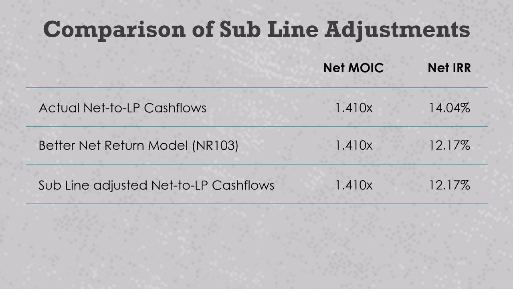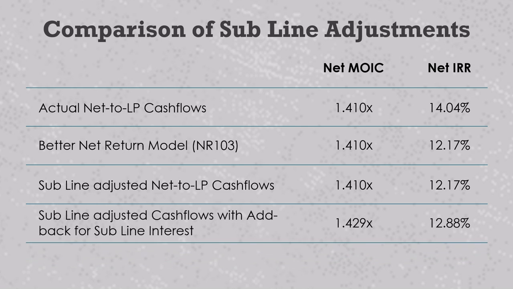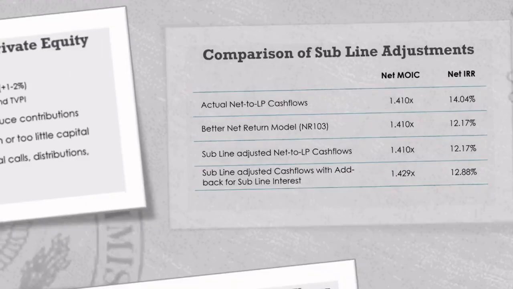When we use this approach, but also add the subline interest back into the model, we get a higher net multiple of 1.43 and a slightly improved subline adjusted net IRR of 12.88%. The obvious advantage here is that the returns are better, but who knows if you'll actually get away with this. Now, you might be thinking, hey, this is a heck of a lot of work for a 1.5% difference in net IRR, and on that point, I agree with you, but given the SEC's guidance from February of 2024, I think that these are the easiest and most accurate ways to solve the problem.